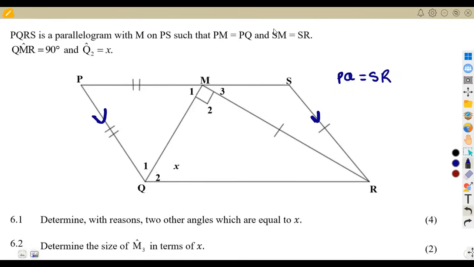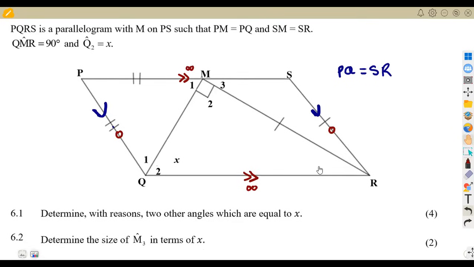We're not given this information, but we are given other information. Let me indicate something so that we can see. These two sides are equal. The same goes for PS, which is parallel to QR, and they are also equal. So you can know that these are also equal.